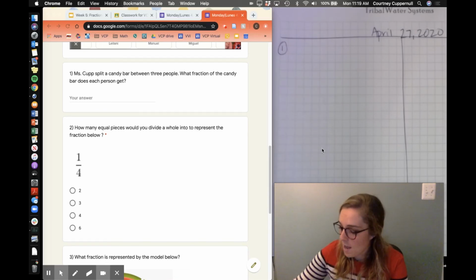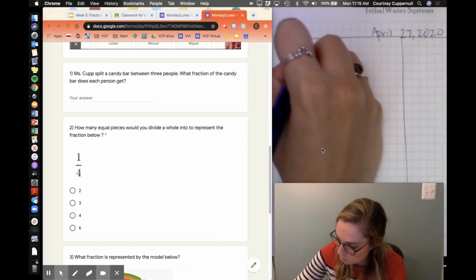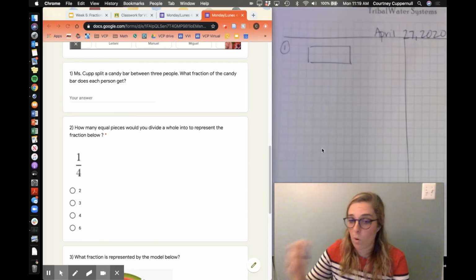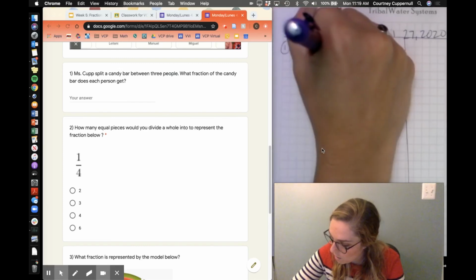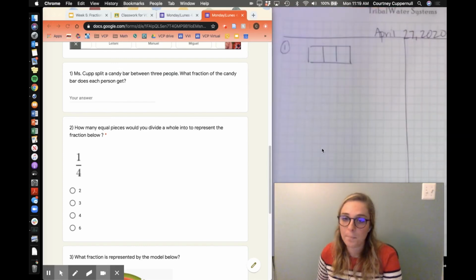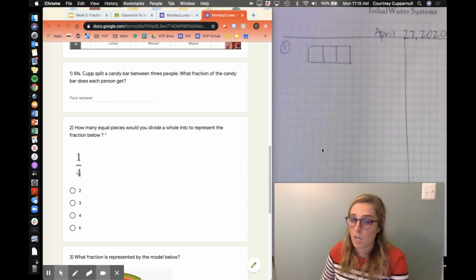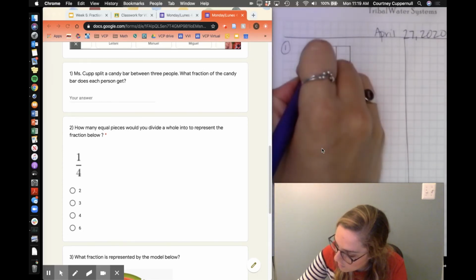So I know if I have 1 candy bar, I'm going to just go ahead and draw my candy bar. And I'm splitting it between 3 people. So I know that I need to split this into 3 equal groups. Those look pretty equal to me. Then it asks me, what fraction of the candy bar does each person get? So how much is each of these pieces?